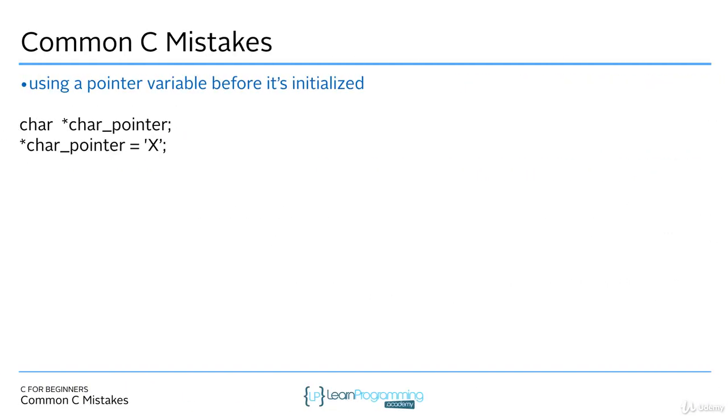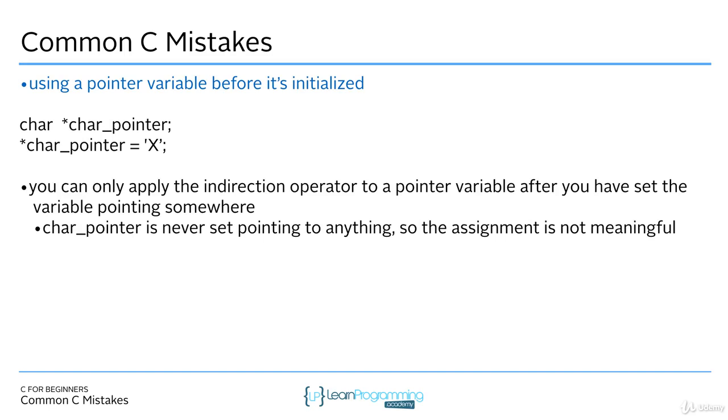Using a pointer variable before it's initialized. So here's an example of creating a pointer and then trying to assign to it. And this is the correct assignment where you're assigning a value, you dereference it. But what we haven't done here is initialize the pointer to actually have any memory allocated for it. And you can't do this in C.